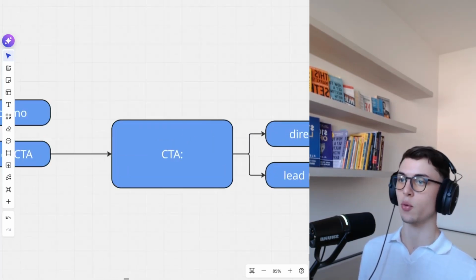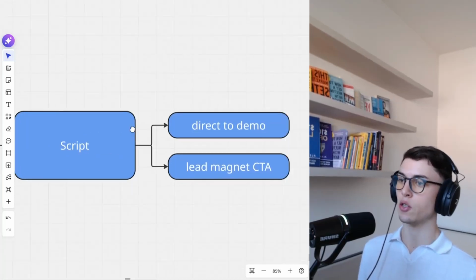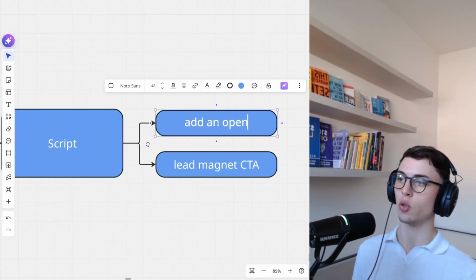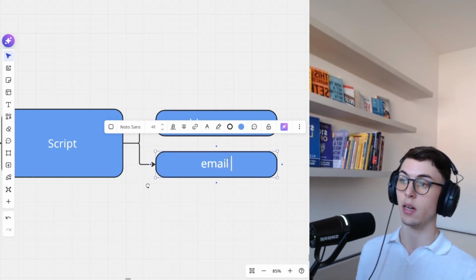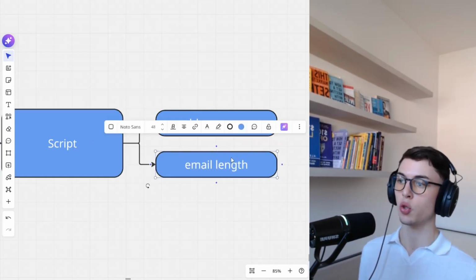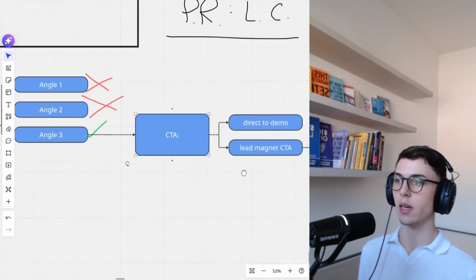So as an example here, you could be testing the angle, you could be testing the CTA, you could be testing literally just the script, right? So the script, I mean how you position the offer. You might position the offer in a different way. You might add an opener to your email script, right? You might just change the email length as well. You might keep a specific script that's super short, that still has the same angle 3 that worked best, and still has the same CTA that worked best here.